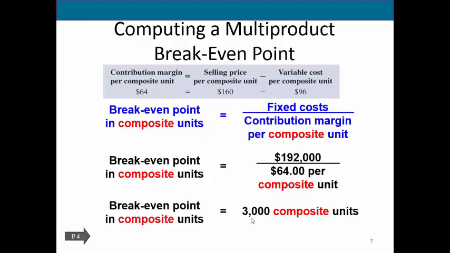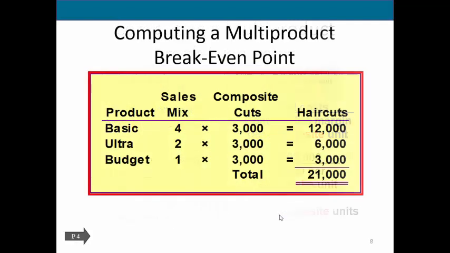composite units. So this doesn't mean we just need to sell 3,000 total units. This is composite units. We then need to multiply this by our sales mix to see the exact sales per specific service. So again, we use that 4:1. So basic is going to be 4 multiplied by 3,000. So we'll need 12,000 of the basic. Ultra, 2 multiplied by 3,000. 6,000 of the ultra cuts. And then the budget cuts, those were 1, so that'll just stay at 3,000.